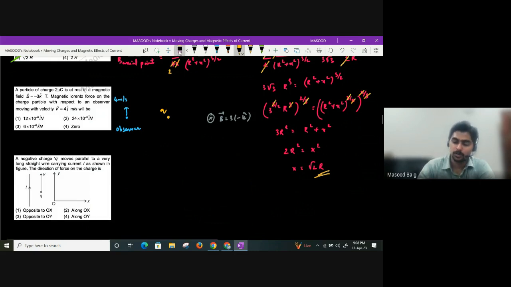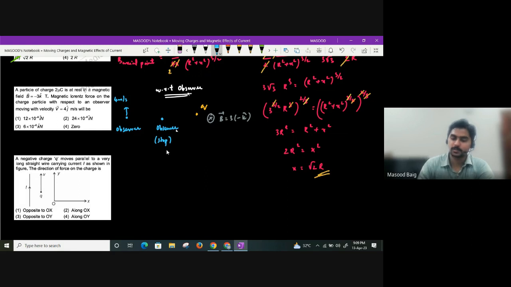Now, what is the meaning of with respect to observer, guys? What do we do if with respect to observer is taken? It is relative motion. With respect to observer means, first step, what will I do to the observer? We are going to just stop the observer.